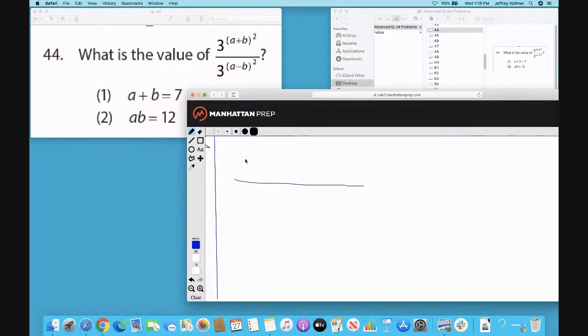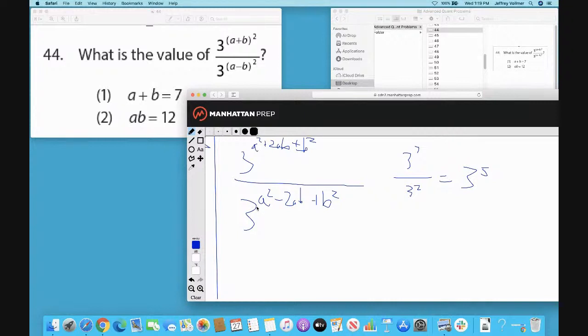All right, let's FOIL out these exponents because clearly it has something to do with that, both base 3s. So this is the square of a sum, a squared plus 2ab plus b squared, all over something similar, minus 2ab plus b squared. All right. So I know if I do something like 3 to the 7th over 3 squared, that's 3 to the 5th, because I subtract the exponents. So I'm just going to subtract the exponents here.